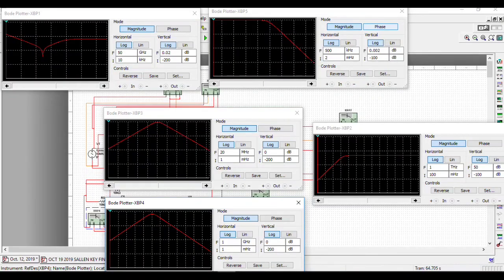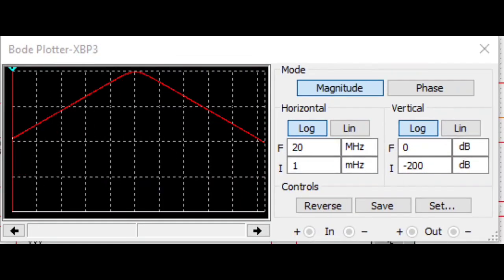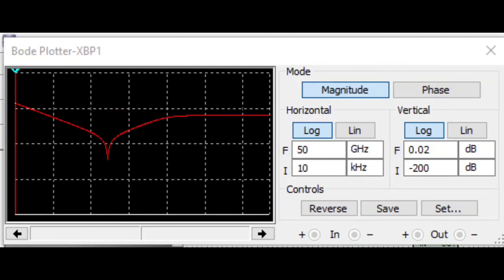This is the Bode plot data of cascaded Sallen-Key filters that is used to implement other high order filters such as low pass, high pass, band pass, and band reject filters.